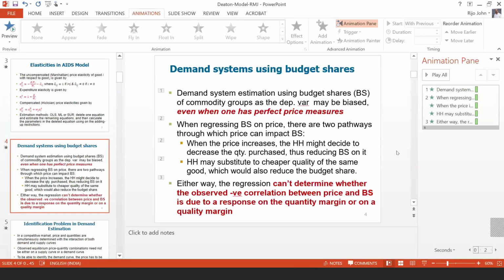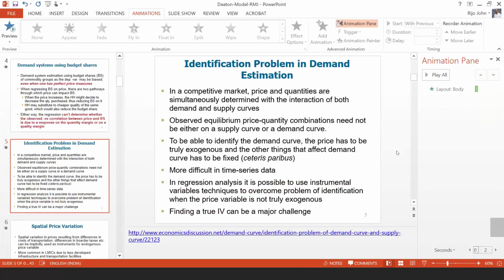When the price increases, for example, the household might decide to decrease the quantity purchased, thus reducing the budget share on it. The household might also substitute to a cheaper quality of the same good, which would also reduce the budget share. So because of these two different pathways that result from changes in price, the regression cannot really determine whether the observed negative correlation between prices and the budget share is actually due to a response on the quantity margin or on a quality margin. This is one of the dilemmas when you use budget shares as a dependent variable.